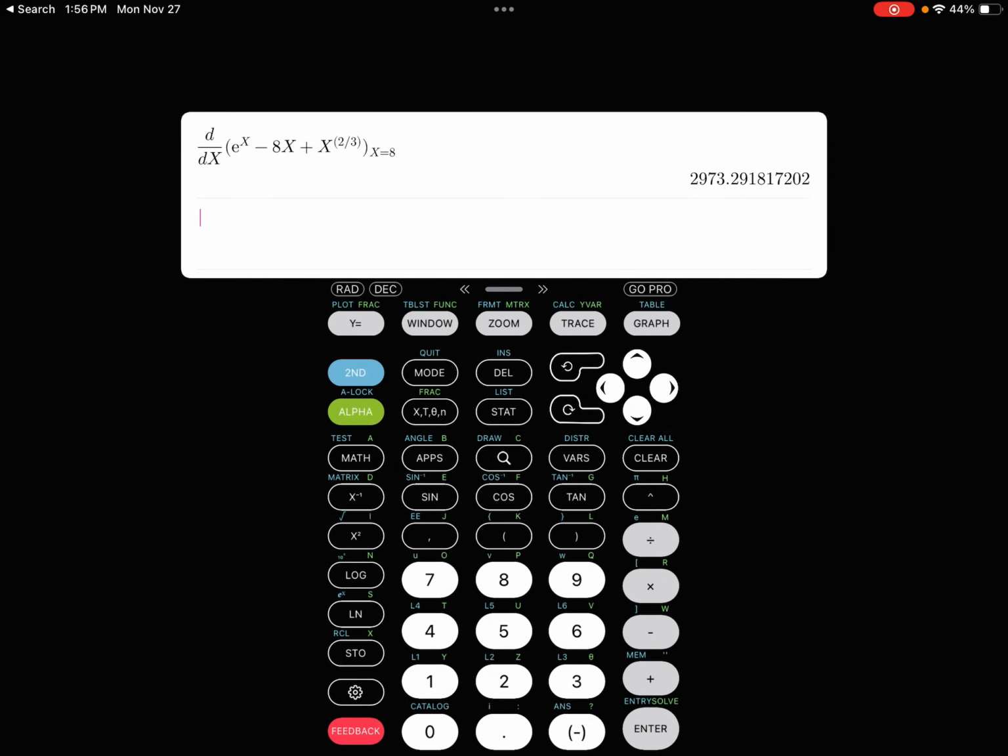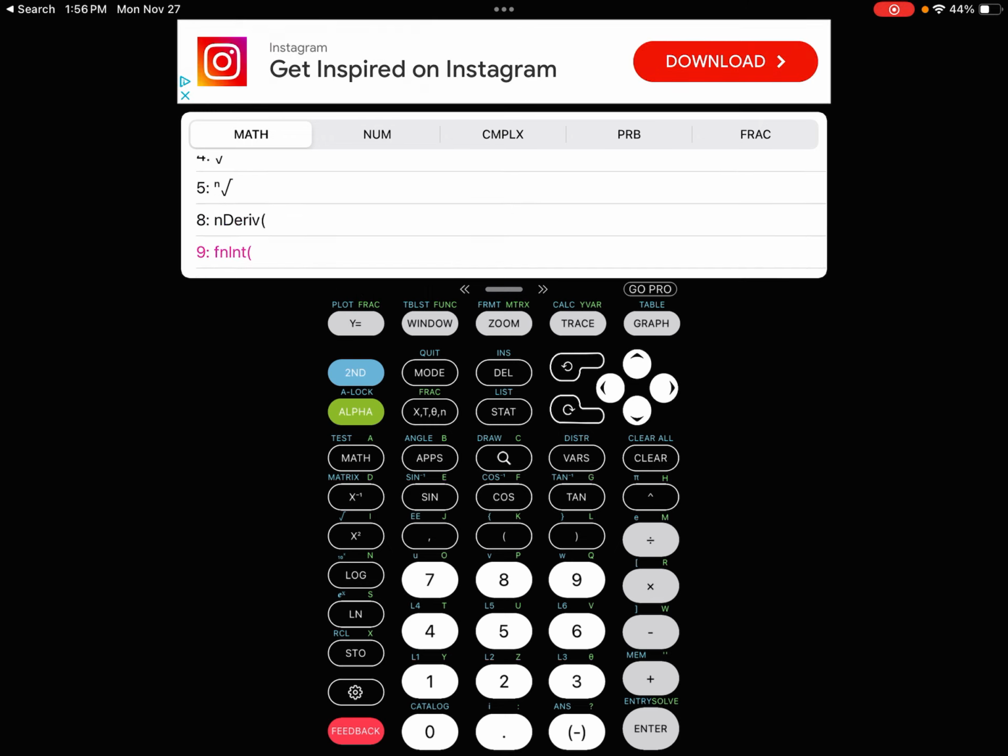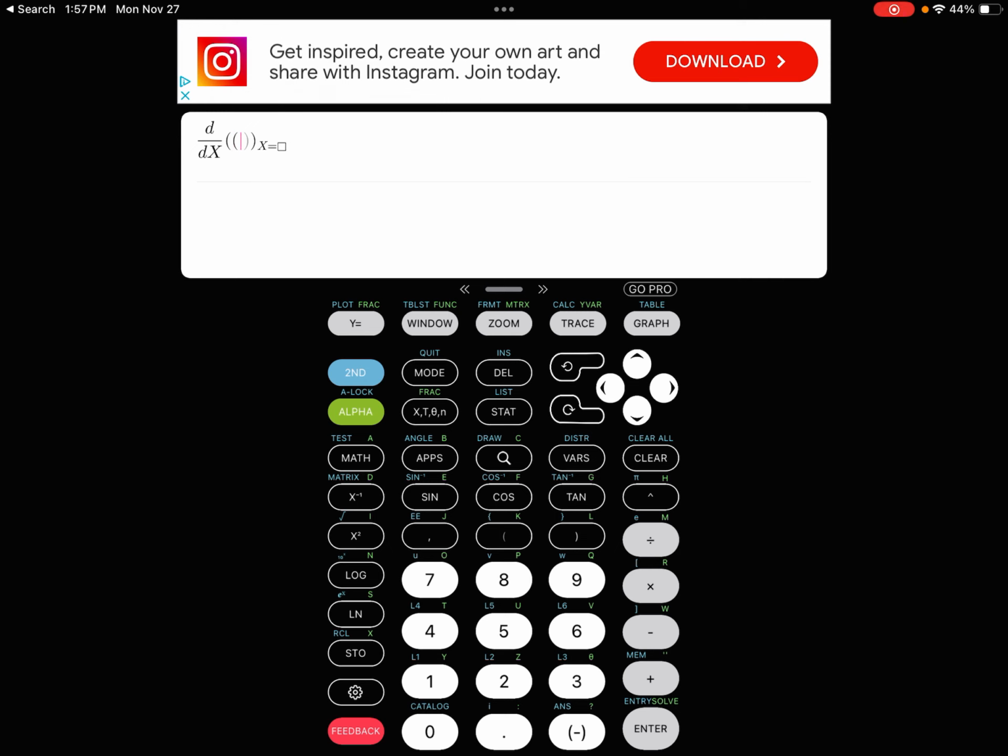So remember, what you do when you use the calculator is you go to math and then you scroll down to 8 where it says nDeriv, and you're going to write your function in here. Be really careful how you write it in. I'm going to write it in parentheses. So I'm going to do 15,600 divided by x squared minus 24x plus 160, because that's my equation, and then specifically I'm finding x at 11.